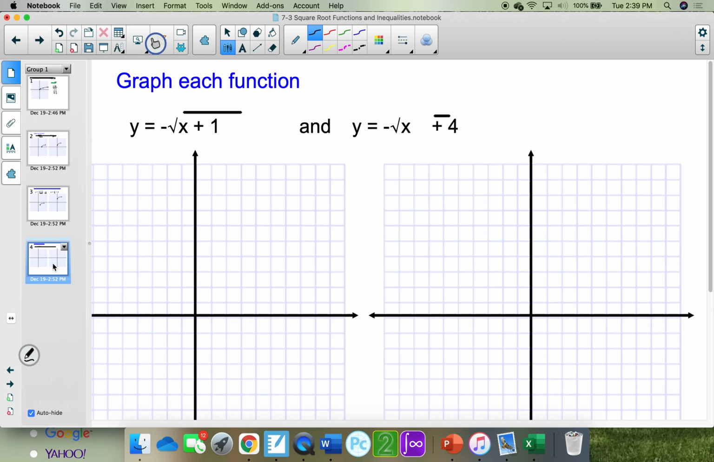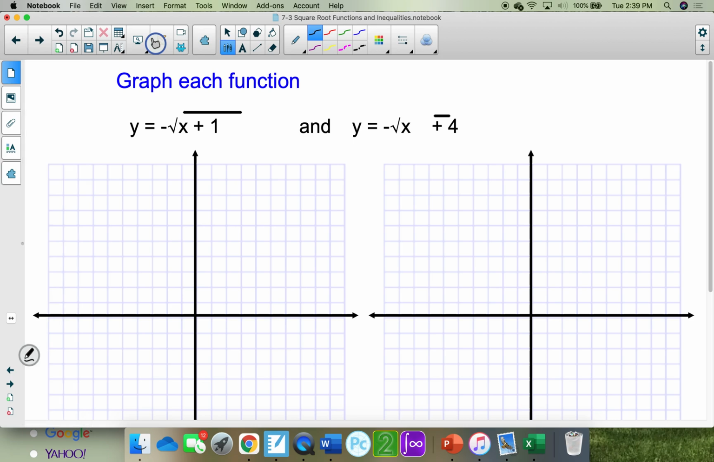Two more, and I think we're pretty much done with notes. Look where the plus 1 is located. It's located inside the radical, and since it's inside, it moves it side to side, and the positive 1 moves it to the left 1. So here's the new spot. Do you remember what the negative sign does to the graph? A negative sign flips it. So this is what it would look like if it wasn't a negative, but we're going to flip it in the opposite direction because it's a negative sign. So this is what the graph's going to look like if it's a negative.